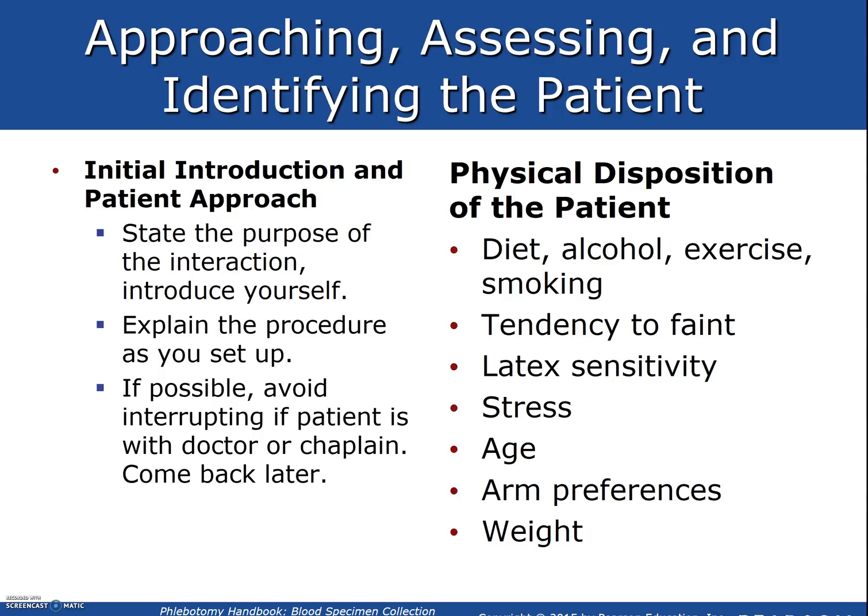Patient's diet, alcohol, exercise, and smoking, tendency to faint, latex sensitivity, stress, age, arm preference, and weight are all physical dispositions that are going to change our approach, because how we treat a 5-year-old is different than how we're going to treat a 95-year-old. The other thing too is we have to take into consideration if the patient has anxiety or stress getting their blood drawn, we might need to use a different method to help those patients along.